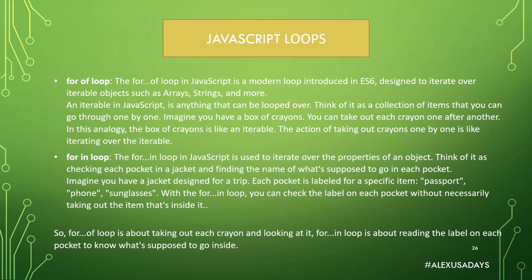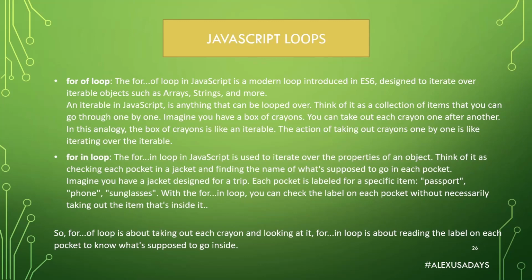The for in loop in JavaScript is used to iterate over the properties of an object. Think of it as checking each pocket in a jacket and finding the name of what's supposed to go in each pocket. Imagine you have a jacket designed for a trip. Each pocket is labeled for a specific item: passport, phone, sunglasses. With the for in loop, you can check the label on each pocket without necessarily taking out the item that's inside it. So for of loop is about taking out each crayon and looking at it. For in loop is about reading the label on each pocket to know what's supposed to go inside.